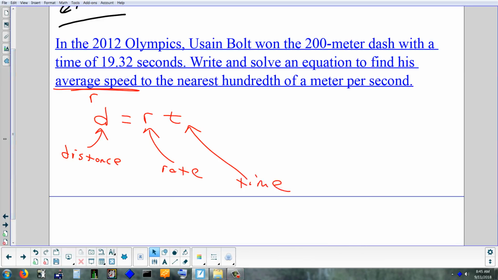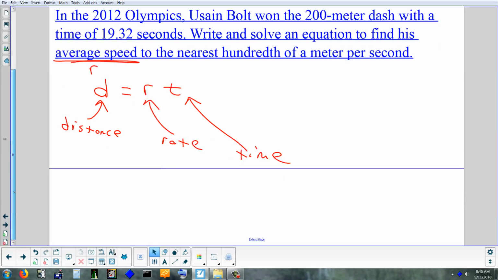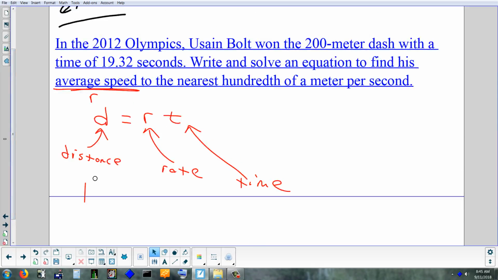Okay, so let's take a look. Let's start with D. What number did people fill in for D? You said 200 meters. Yeah, 200 meters. So you got 200 meters equals, and then how about R? What did we fill in for R, Matt?